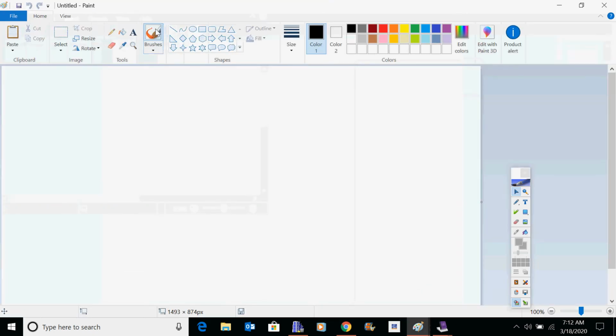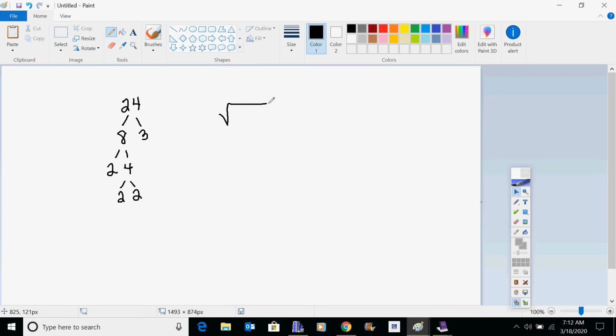Okay. And we want to prime factor our 24 so you can get the pieces of it. Just like when we did square roots, we have 8 and 3, we have 2 and 4, and we have 2 and 2. So if you remember from square roots, what we would be doing is we'd be looking for pairs.